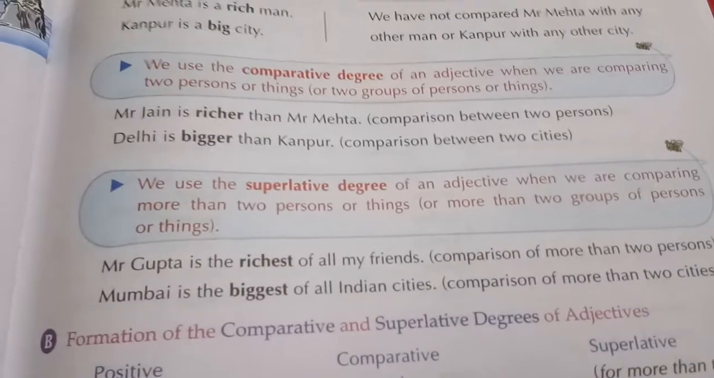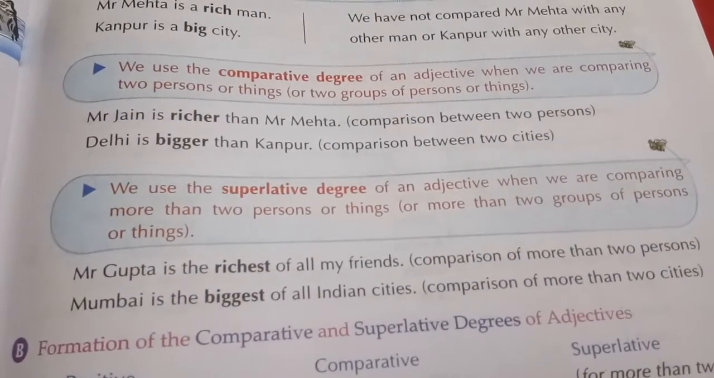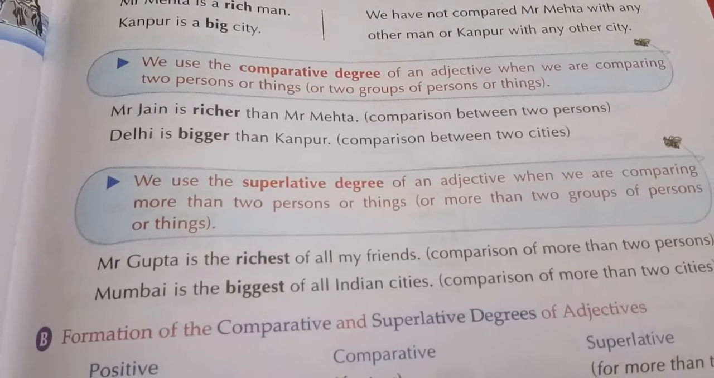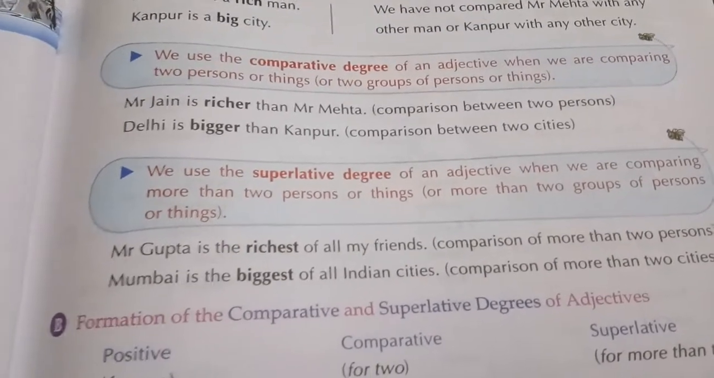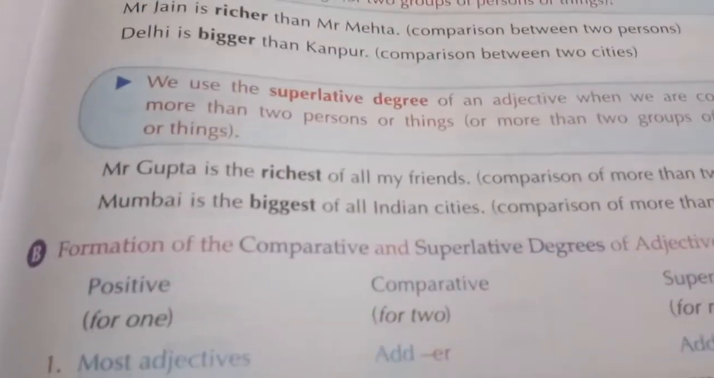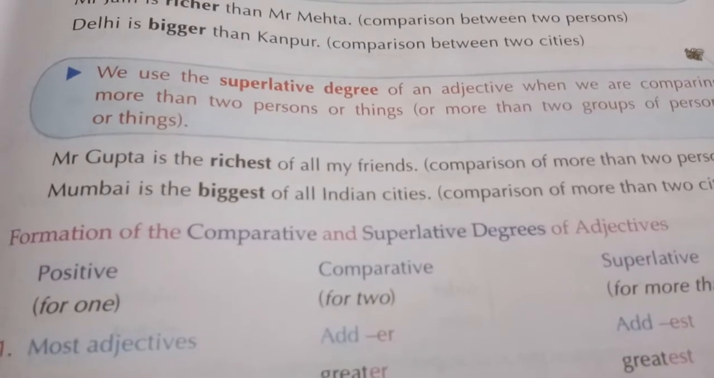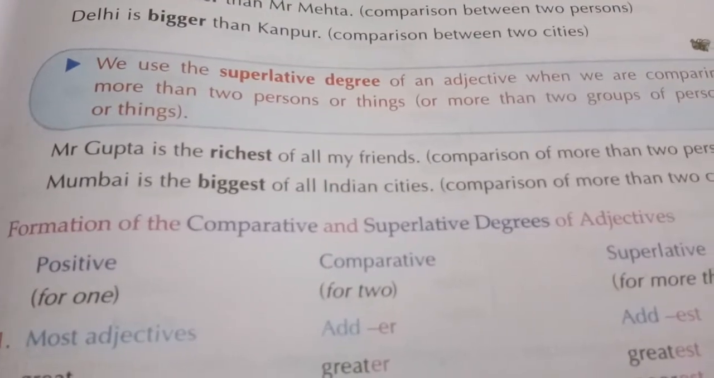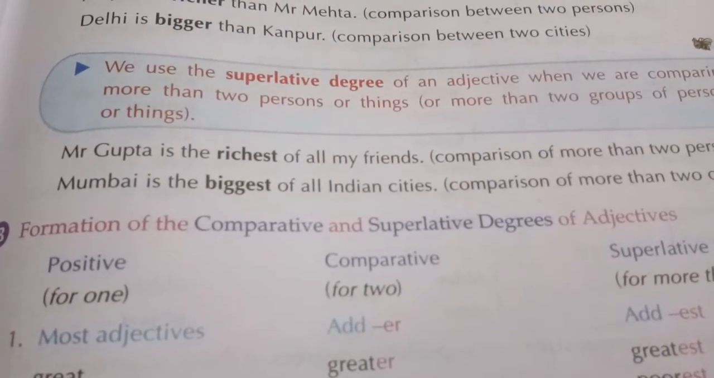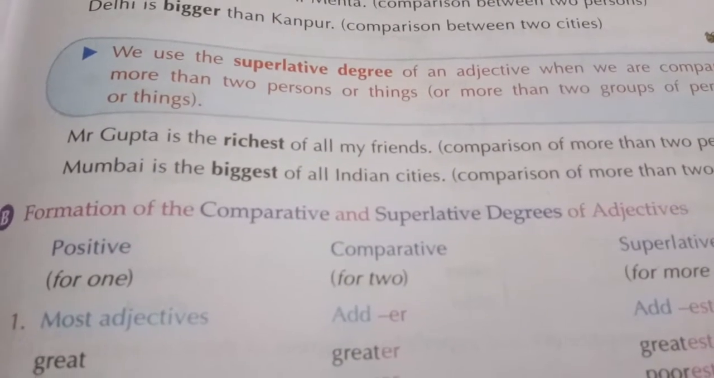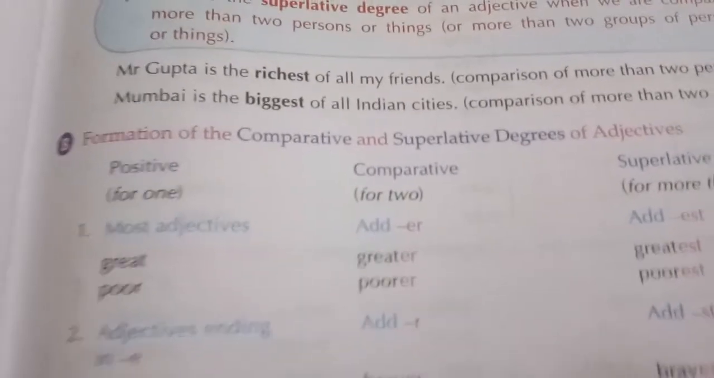We use the comparative degree of an adjective when we are comparing two persons or things. Mr. Jain is richer than Mr. Mehta. Two are there. Delhi is bigger than Kanpur. Two are there. We use the superlative degree of an adjective when we are comparing more than two persons or things. Mr. Gupta is the richest of all my friends, means many are there. Mumbai is the biggest of all Indian cities, means many cities are being compared to Mumbai.